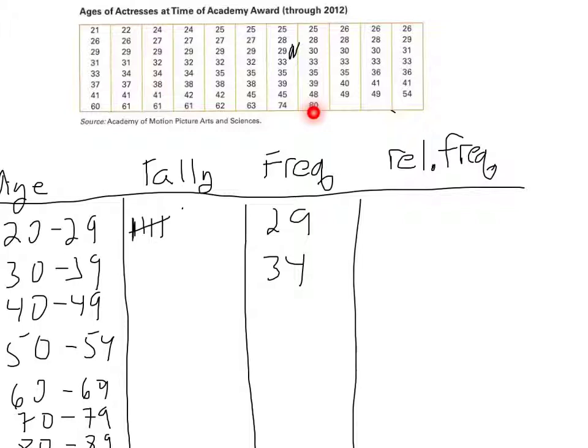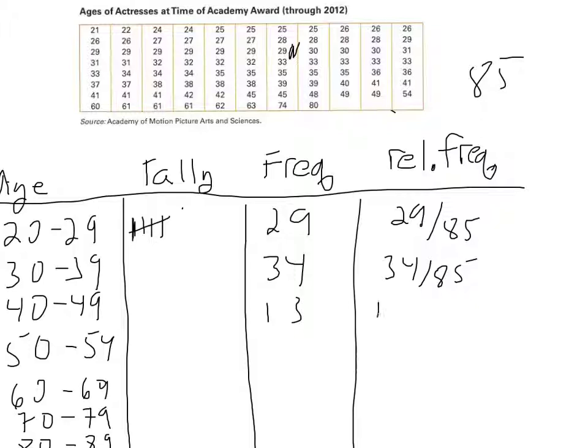I could be wrong. So if there's 85 actresses, to get the relative frequency, I'm going to take 29, the number in that bin, divide it by the 85, and then depending on whether we're supposed to write this as a percentage or as a proportion, as a decimal, you'd either multiply by 100 or not. The next one is 34 divided by 85. The next number, let's see, what is it in the book? They're telling us there's 13, between 40 and 49. So 13 divided by 85 times 100, or as a proportion, just leave it. Okay, hope that helps.